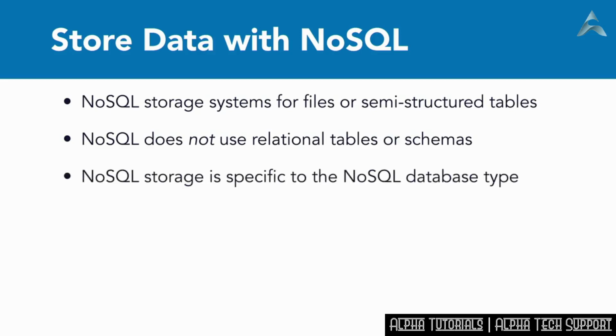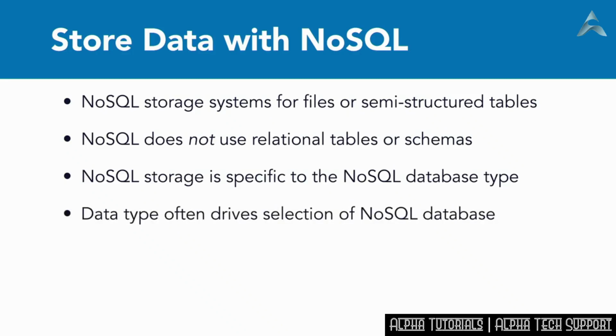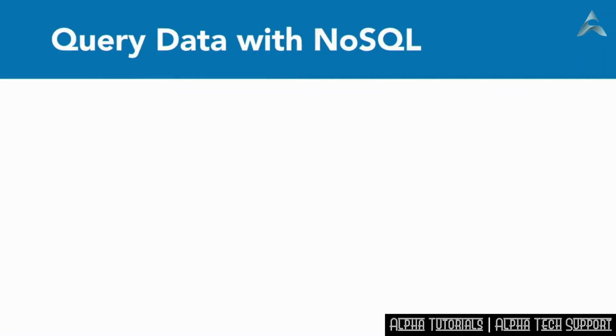And NoSQL storage is often specific to the NoSQL database type. As we'll see when we get into this, there are general categories such as key value or document NoSQL databases. So if you have data coming in the shape of, let's say, a document, you will tend to choose a NoSQL database from that category. And data types often will drive the selection of the particular NoSQL database. Not always, though.